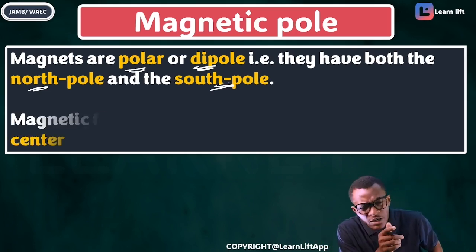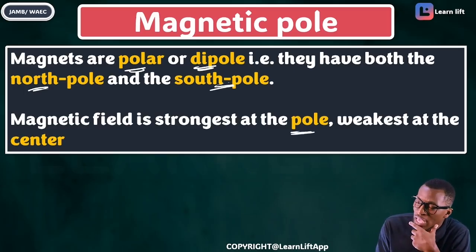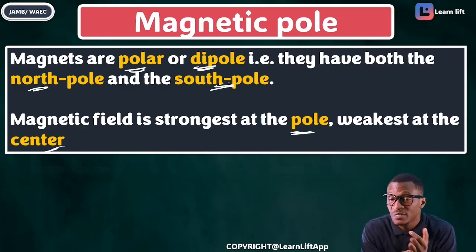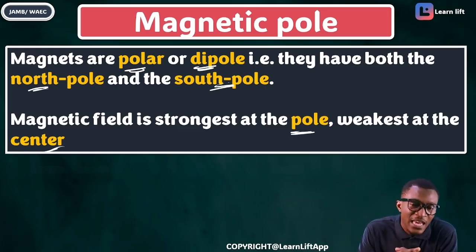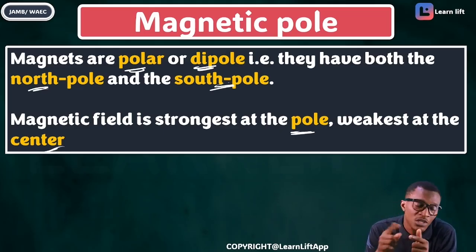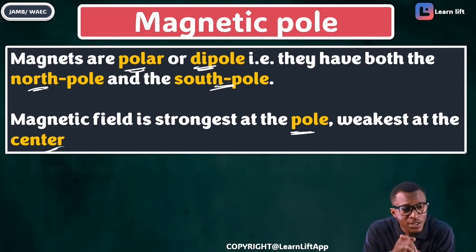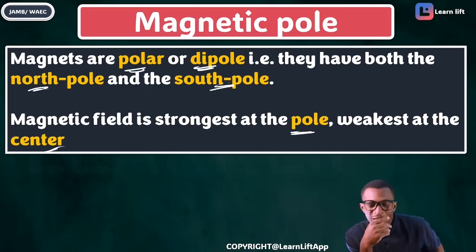And the south pole. Now, let's take note that magnetic fields are strongest at the pole and weakest at the center. That's the same thing for electric field. Electric fields are stronger at the pole, weakest at the center. Even your gravitational field, are you seeing? They are stronger at the pole and weaker at the equator. The equator is the center. Do you understand? So magnetic fields are stronger at the pole and weakest at the center.